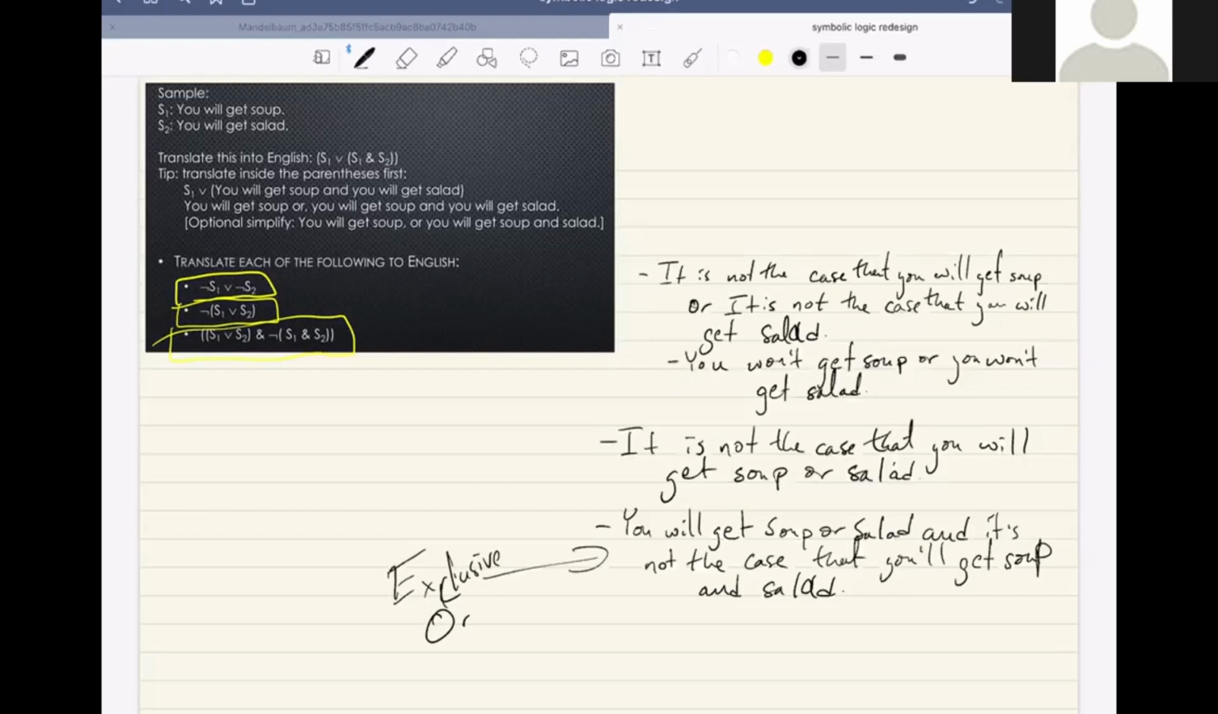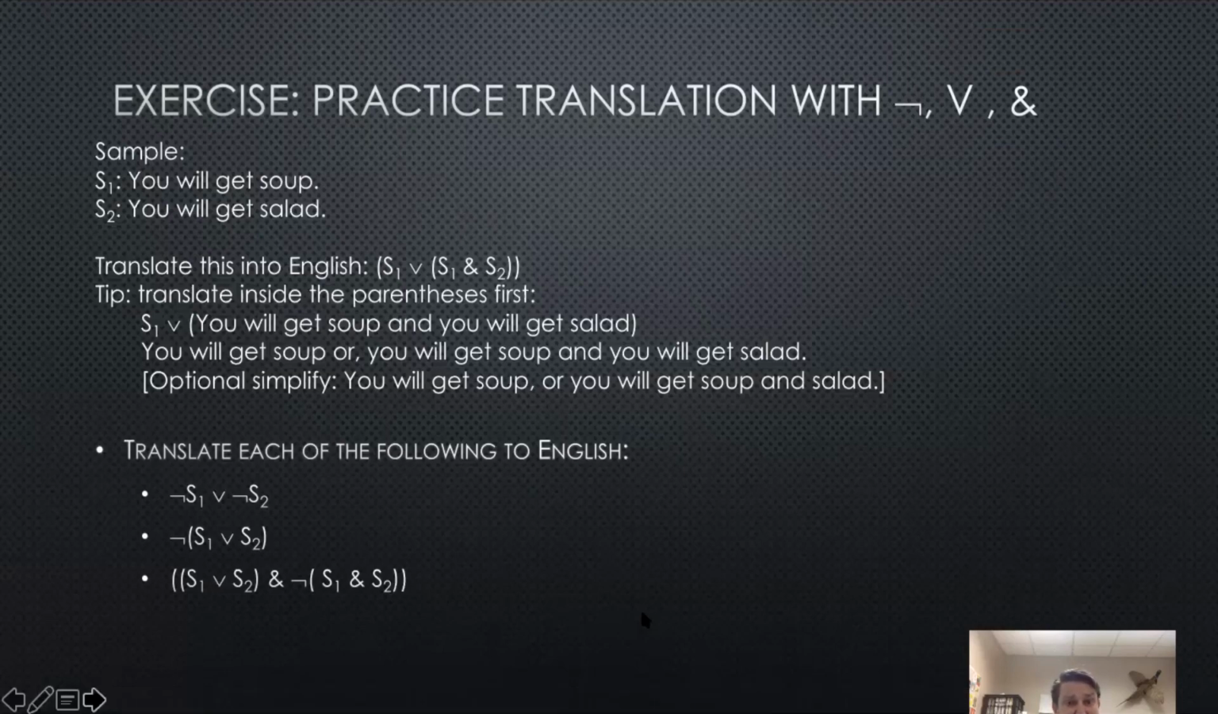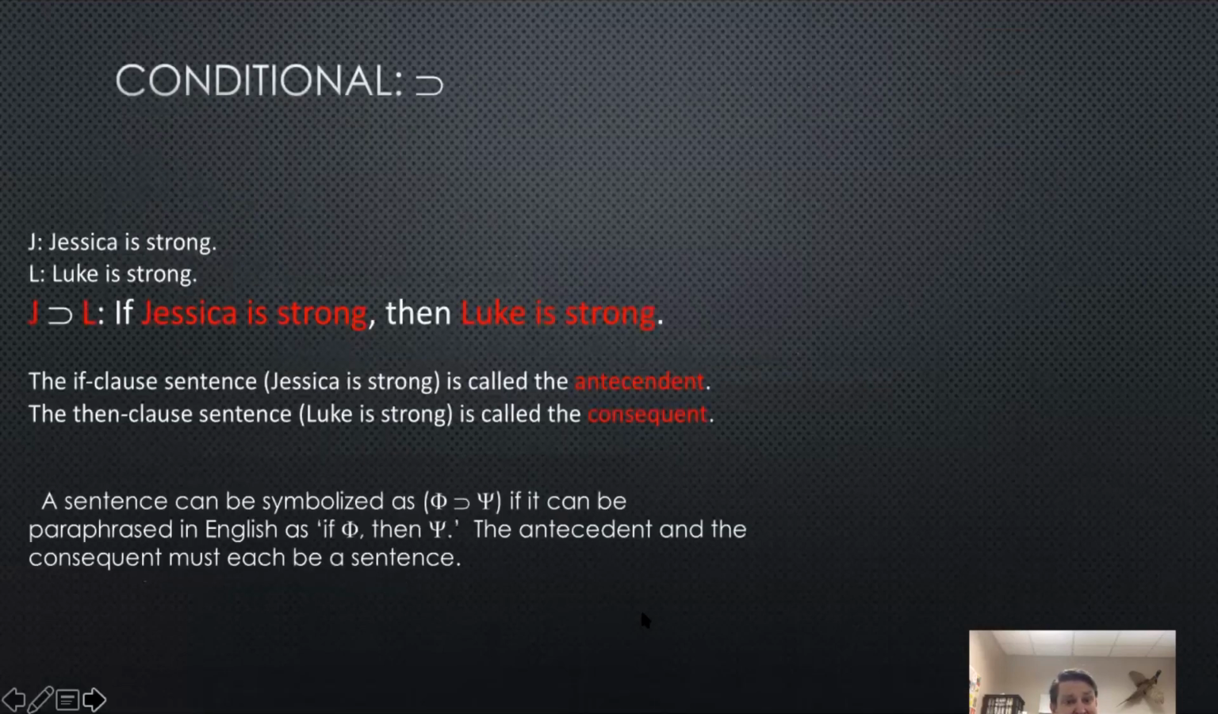Okay, let's go back to the PowerPoint. Okay, so there's a look at complex sentences that use both and, negation, and or. So let's move ahead to look at some other of our connectives. A very important connective in symbolic logic is the conditional symbol, which we're going to symbolize with this horseshoe, sideways horseshoe.